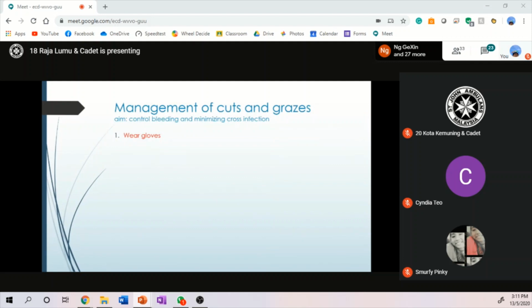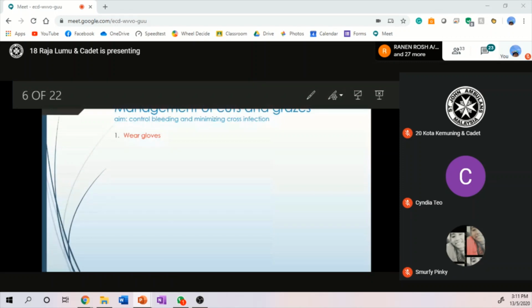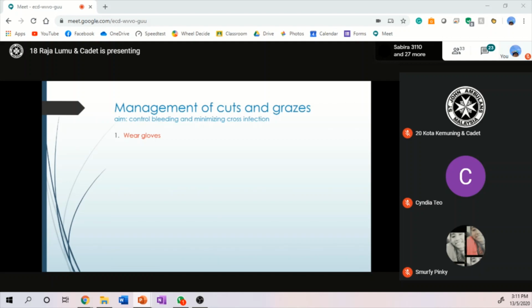So for now, we are moving to the next topic, which is management of cut and graze. First step, of course. This one you must remember. The examiner will ask, first step is what? What must you do?